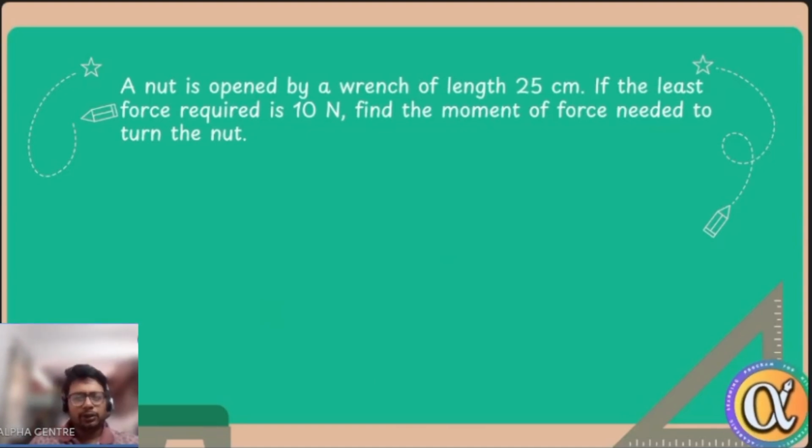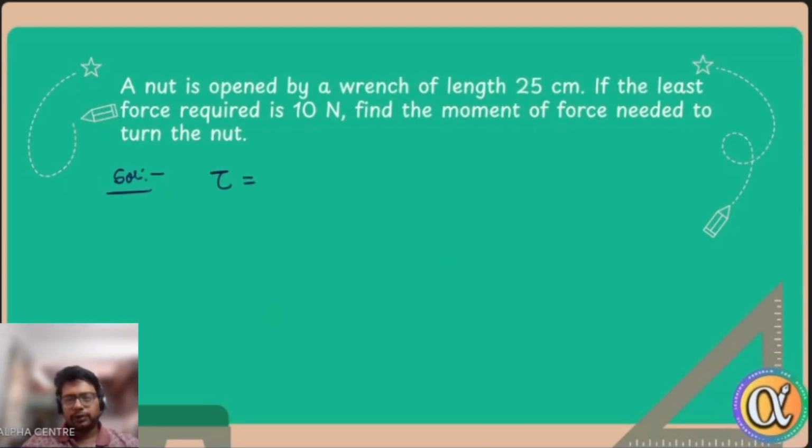So we'll do one last question. This is also simple, so we'll finish it off. A nut is opened by a wrench of length 25 centimeter. If the least force required is 10 Newton, find the moment of force needed to turn the nut. So what we need to find is torque. The least force is because we are holding the wrench at the maximum distance. You can't hold farther than that, right? So since you're holding at maximum distance, you will be applying the least force.